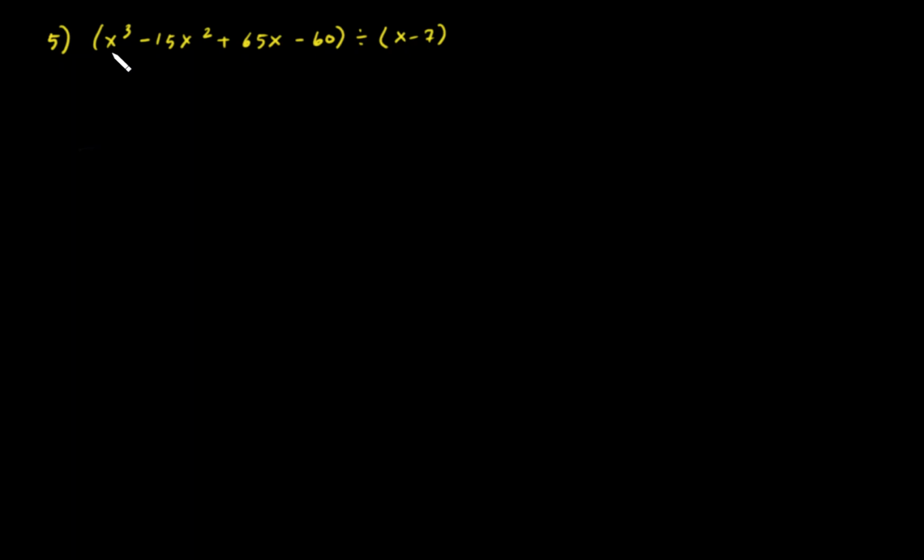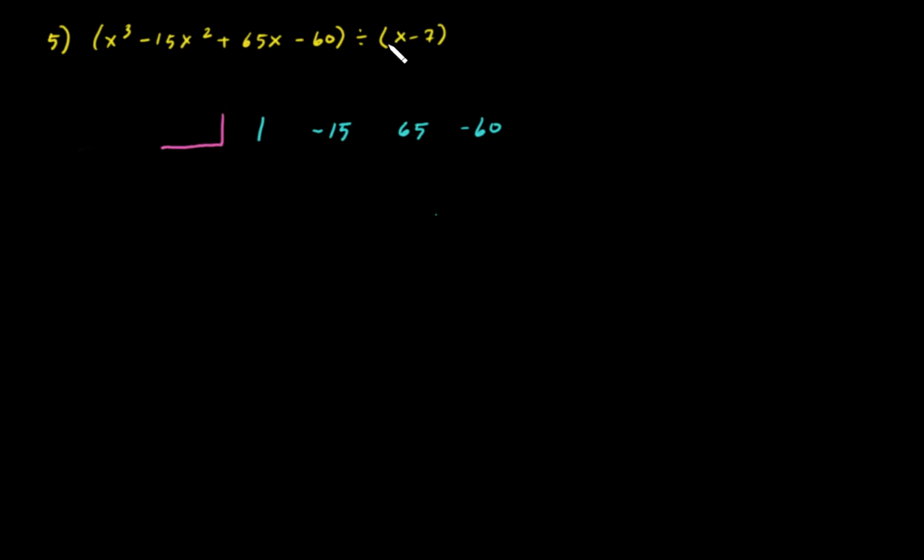So we have an x third, x second, x1, and x to the 0. So it's all represented. So I'm just going to take the coefficients of those. So we have a 1, negative 15, and a 65, and a negative 60. Since all of the variables are represented, I'm just going to write it like this. And then I'm going to put a little box right here.